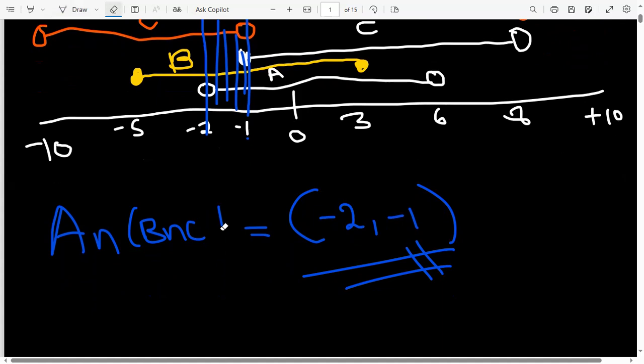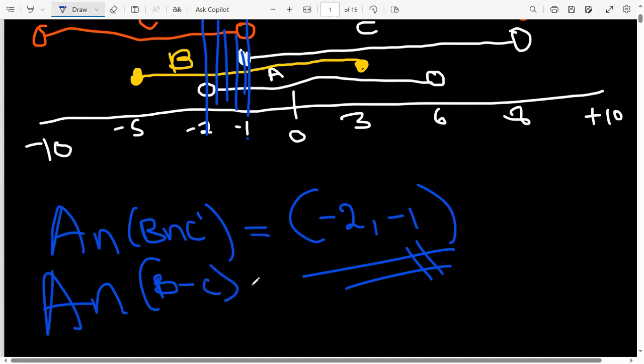The complement should be inside the brackets there. So if you want, you can write this as A intersection B minus C. Okay, so that's how you solve the first one.